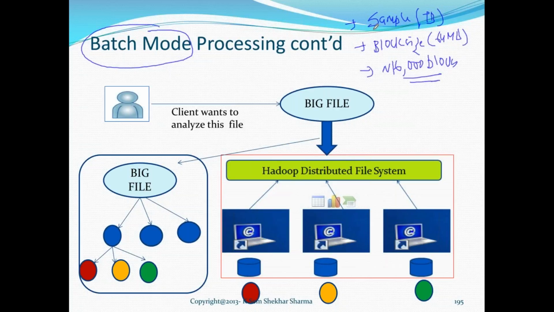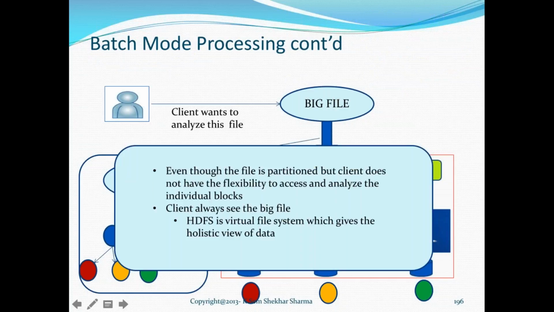When you say it's batch mode, even though you require only the first line, you have to process all the 16,000 blocks. That is known as batch mode. That's why it was not used for real-time updates, real-time reads and writes. It was never designed for real-time reads and writes. Hadoop is a batch mode system, designed for crunching and processing large amounts of data.